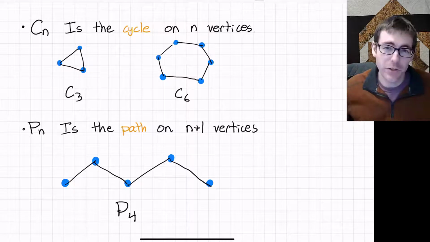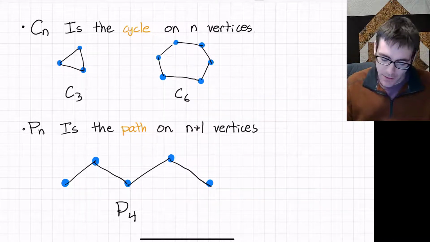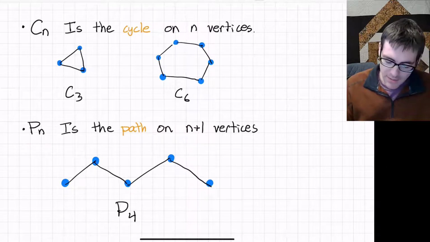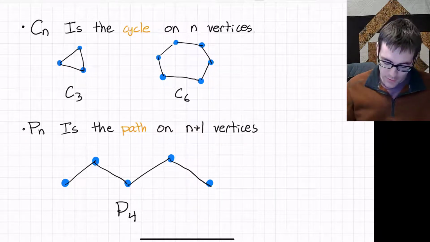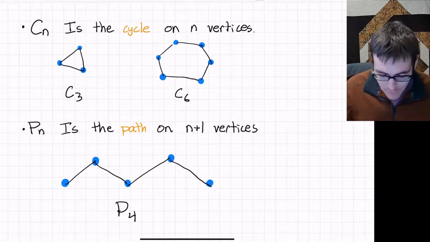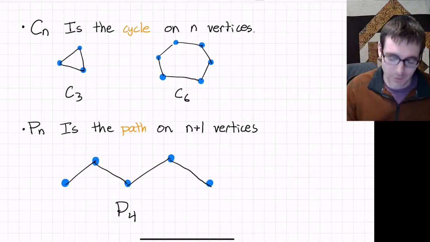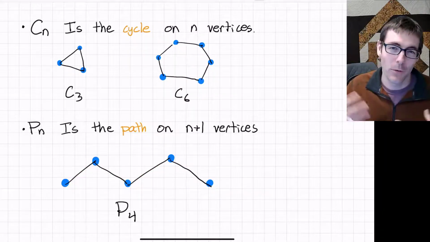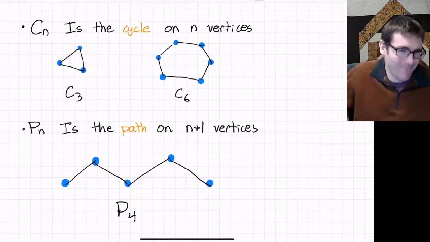And notationally, I find this incredibly frustrating that this is the convention that's adopted, but we typically say that Pn is the path on n plus 1 vertices. So this particular graph is P4, largely because it has 4 edges, but for other conventions, for example, our complete graph, we're talking about numbers of vertices, so why this is the convention, I'm not entirely sure.